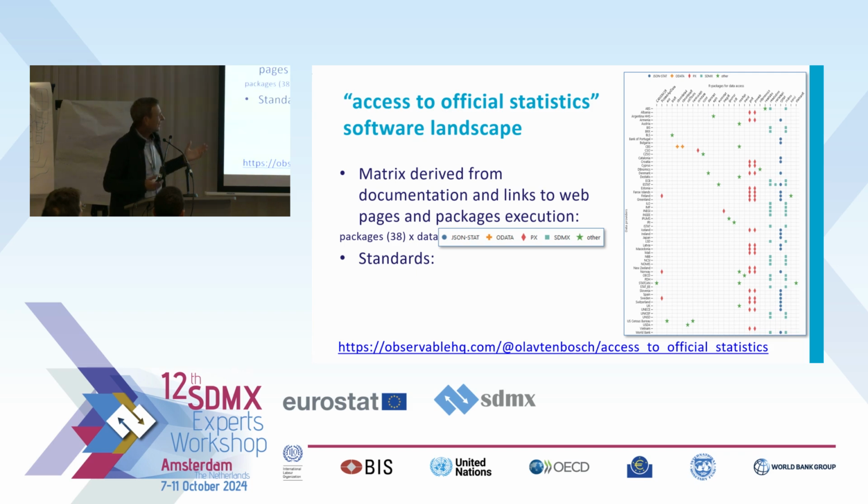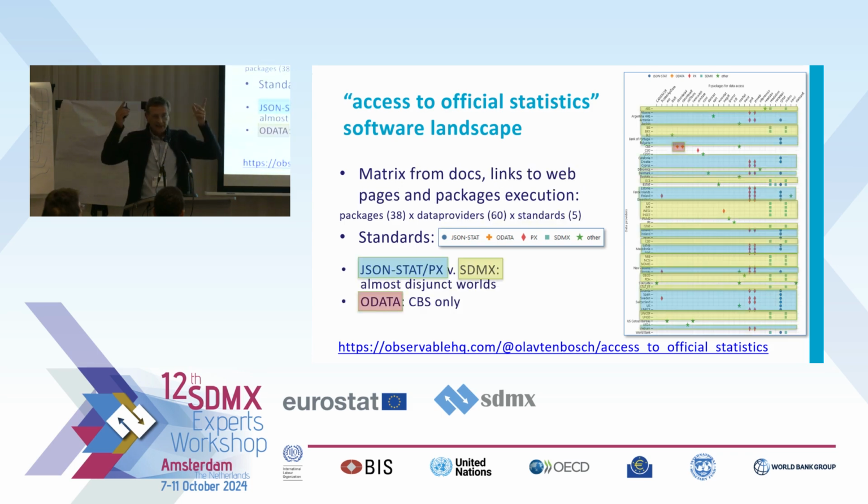And what you see is a few standards popping up: JSON-stat, OData, PX, SDMX, and others. If you look at it with colored glasses, then you see that the world is a kind of disjunct world of SDMX, yellow, and JSON-stat and PX. A lot of you might not know it. That's the other part of the landscape. It's almost disjunct, so offices use either one or the other. And there's one little statistical office that uses another standard. That's the red part, that's us.